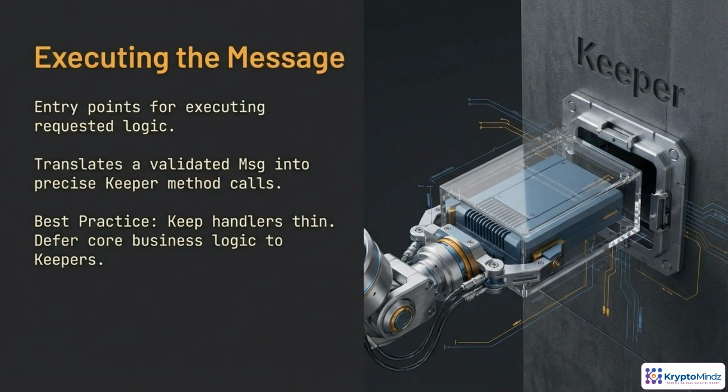Handlers are the entry point for actually executing a user's intent. Once a transaction has been checked and its message validated, the handler's job is simple: decode that intent and route it into the right keeper methods. Treat handlers as a very thin translation layer, not a place for heavy business logic. In production code, most real work should live in keepers, keeping handlers small, predictable, and easy to reason about.